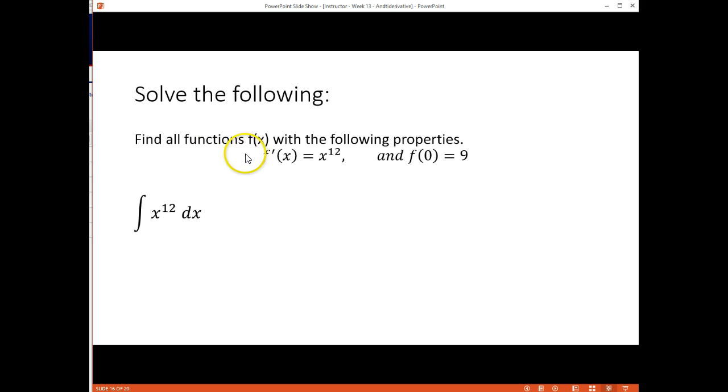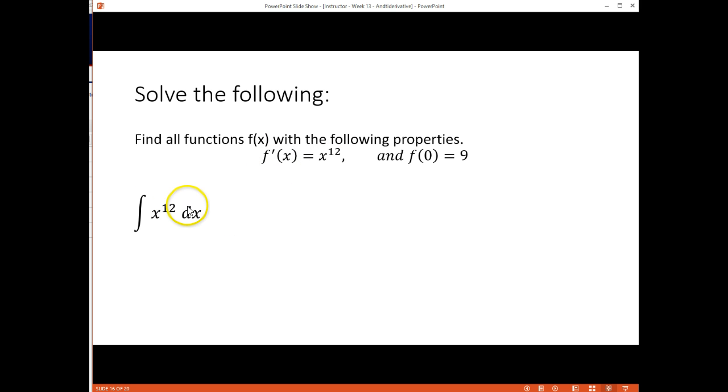Find all solutions f of x with the following properties. F prime of x equals x to the 12th. F of 0 equals 9. So I'm given the derivative, and I'm given a point in the antiderivative. So what I want to do is start with the derivative, f prime of x, and take the antiderivative.